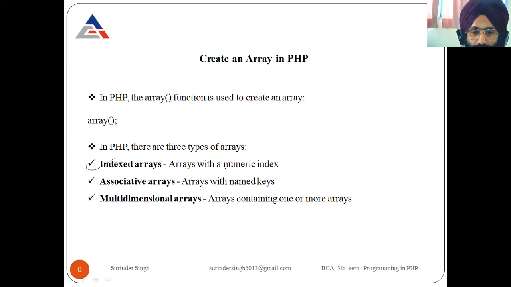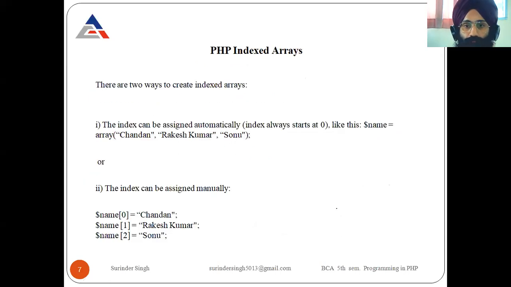Now, indexed array: arrays with a numeric index. Associative array: arrays with named keys, because the user assigns the keys. The user can create keys. And multi-dimensional array: an array containing one or more arrays.